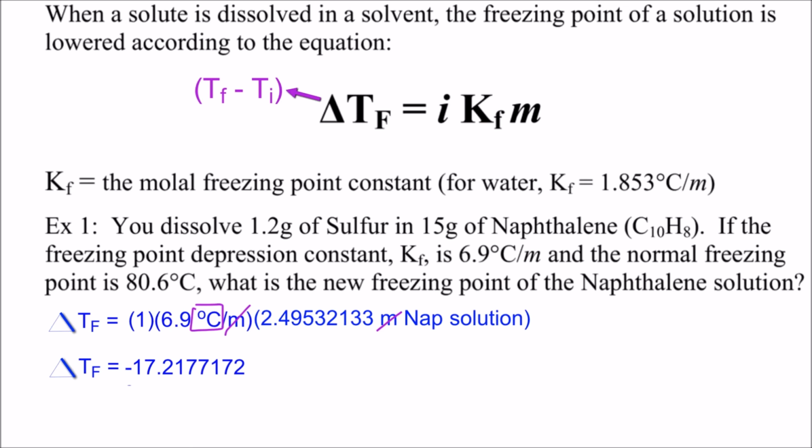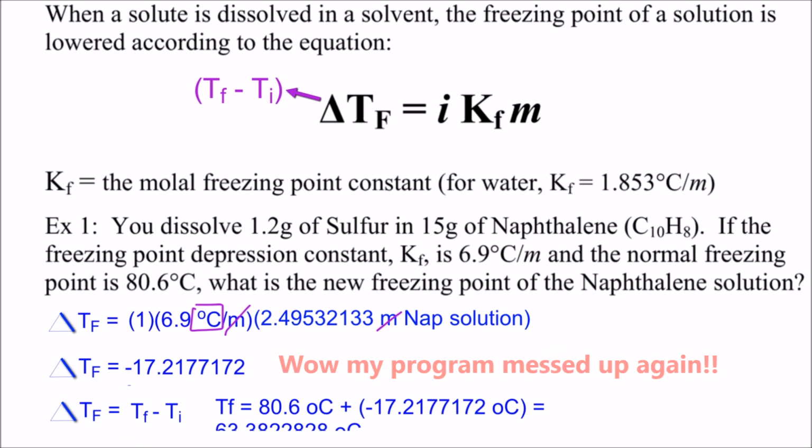Now, in order to solve for the final temperature, we just need to use our equation here. Remember, the change in temperature is equal to final minus initial. So that means we need to add the initial temperature, which is the 80.6 degrees Celsius, to both sides in order to find out our final temperature. Okay, so we take our initial, we add it to our change, and here is the final temperature. Notice that it is less than the original because we had freezing point depression here.